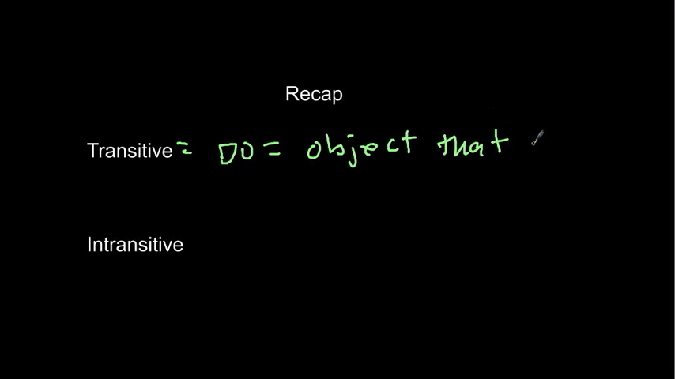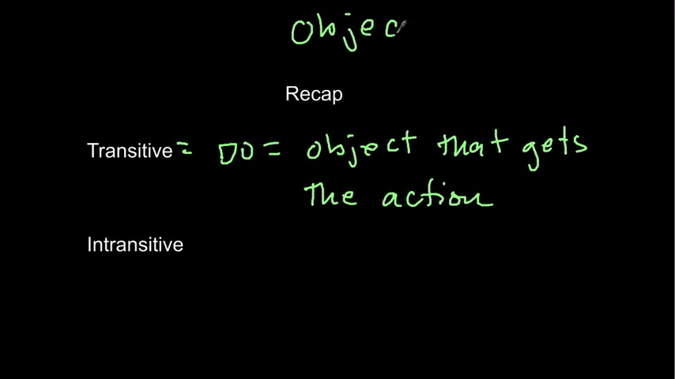Okay, let's do a quick recap here. So transitive, first off, equals a direct object, which is an object that gets the action, right? It's an object that gets the action. And again, we want to make sure that we remember object does not equal phrase. Does not equal a phrase. Intransitive means no object.